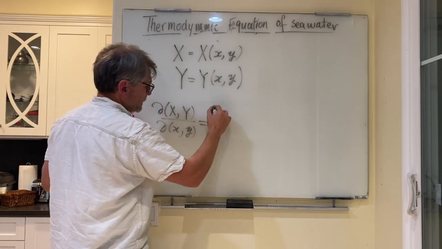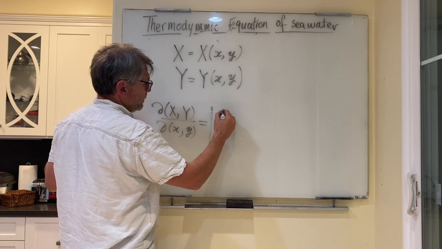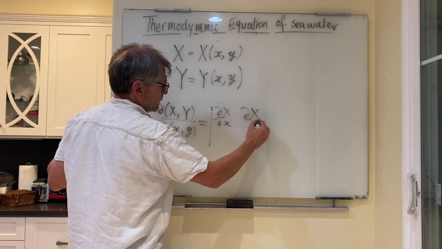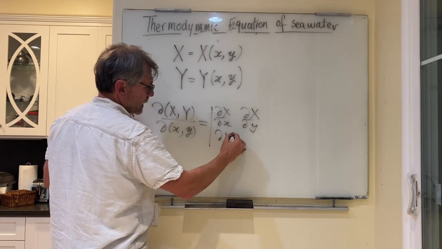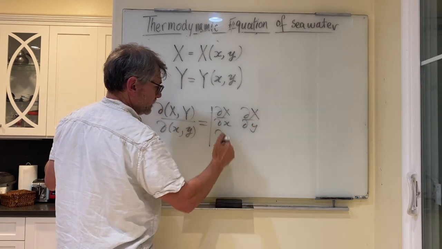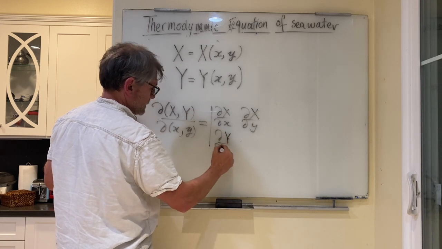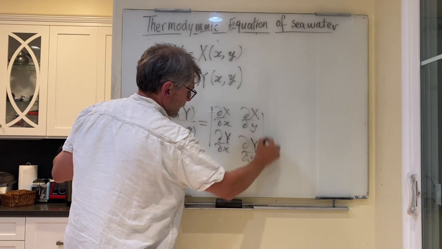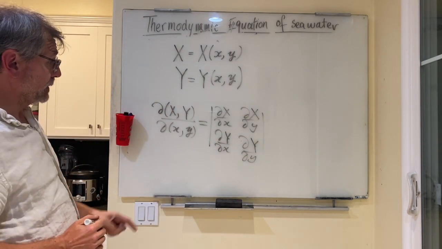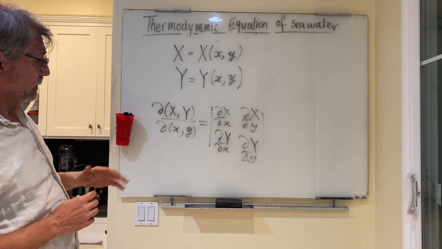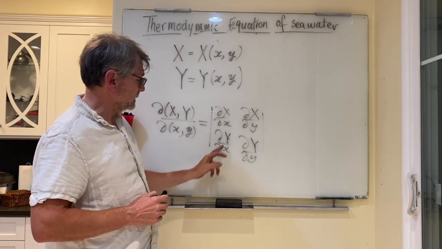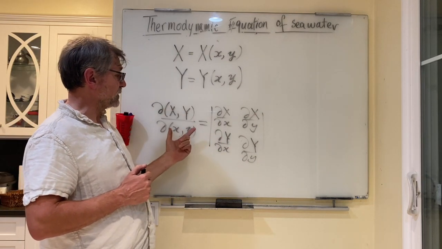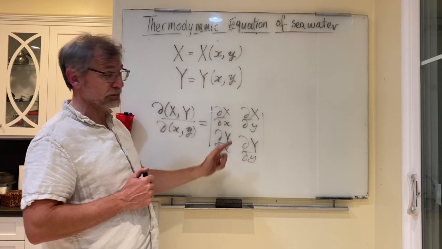and it will be equal to the determinant of dX/dx, dX/dy, dY/dx, dY/dy, and then I can multiply that out. I'm not going to do it, but you could multiply this times this minus this times that. Okay, so that would be the Jacobian determinant changing variables going from the big variables to the small variables.